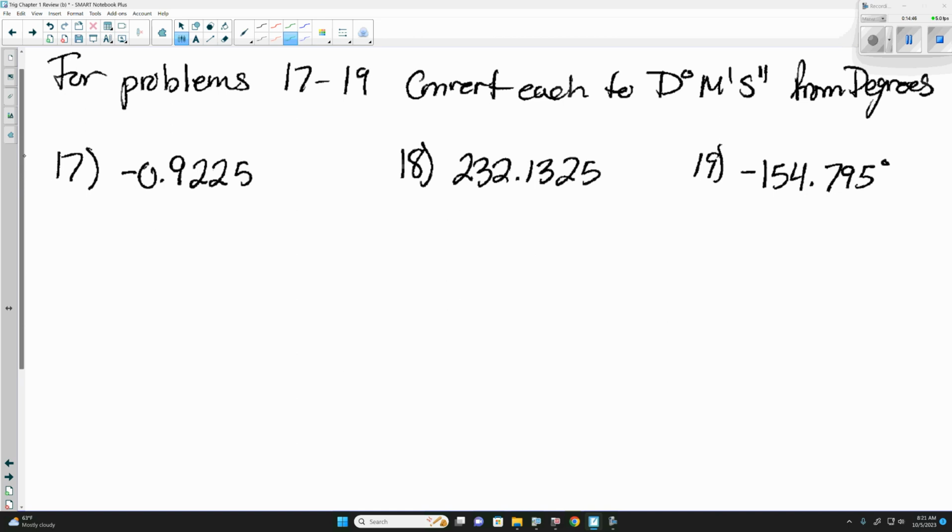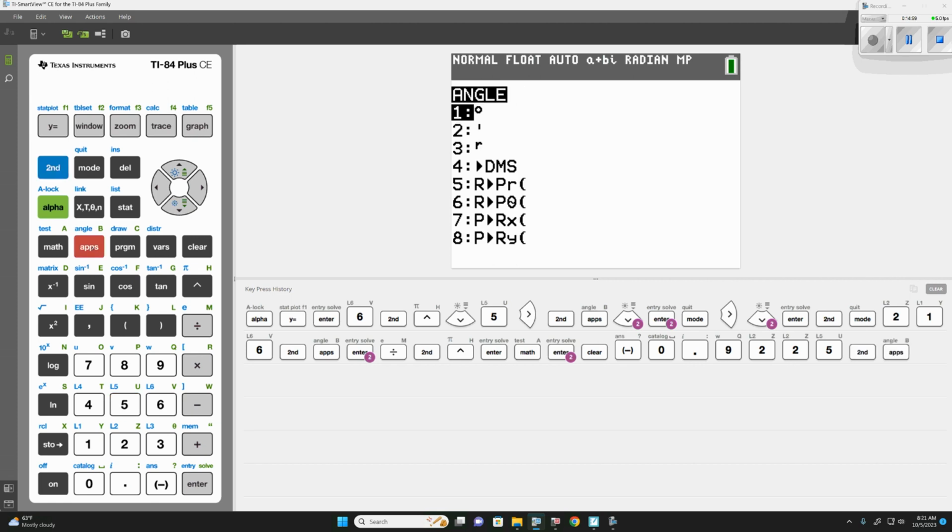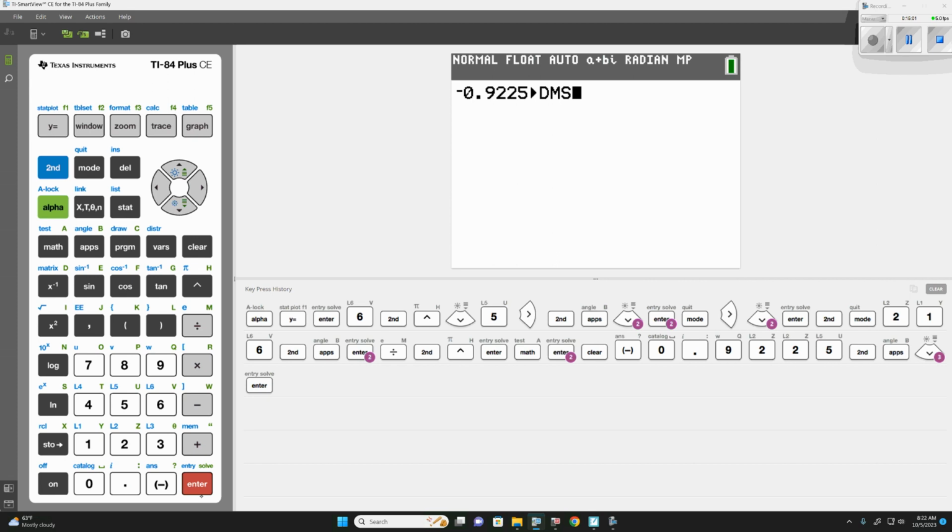Convert to DMS, degrees, minutes, seconds. Negative 0.9225. So we can plug this in. Second angle, arrow DMS. This is one where it actually is a lot faster. Enter. Negative 0 degrees, 55 minutes and 21 seconds. The calculator will do this nice, easy, and quickly. Questions on this here?